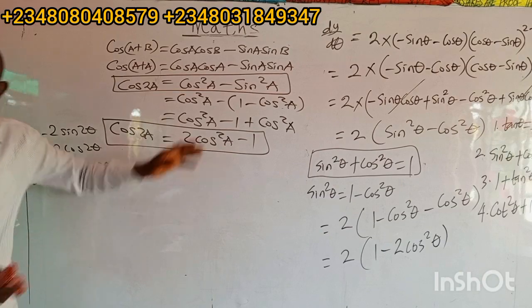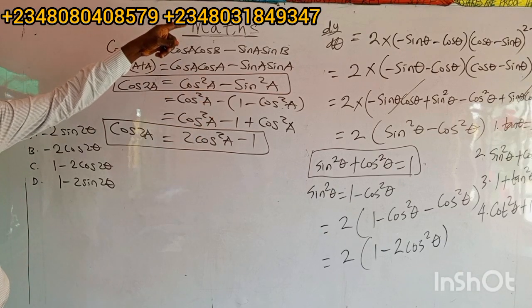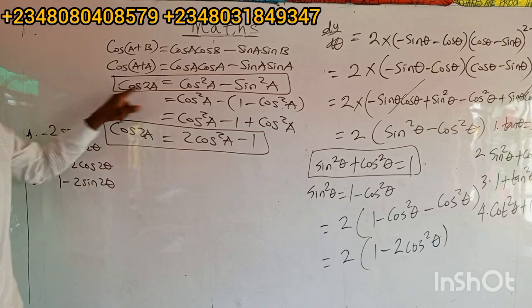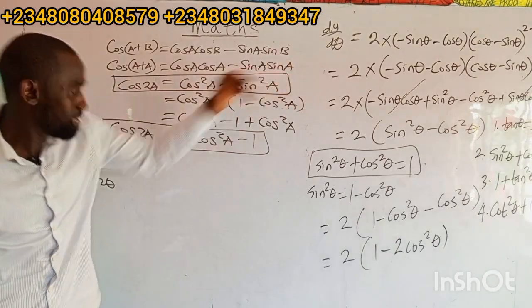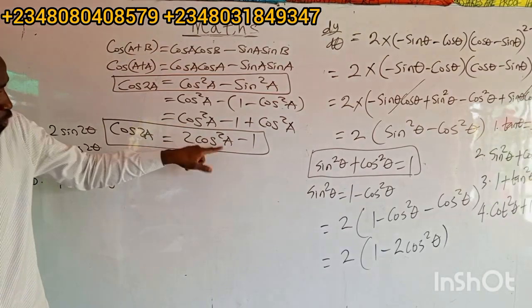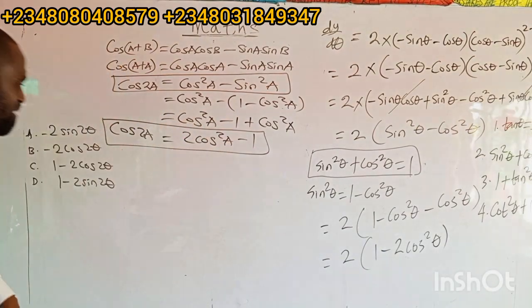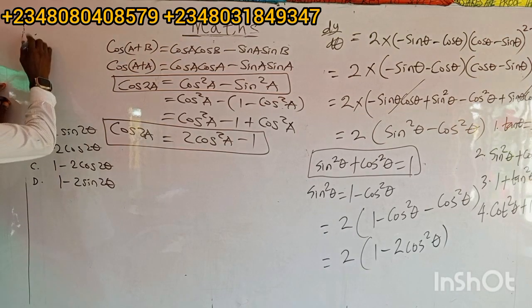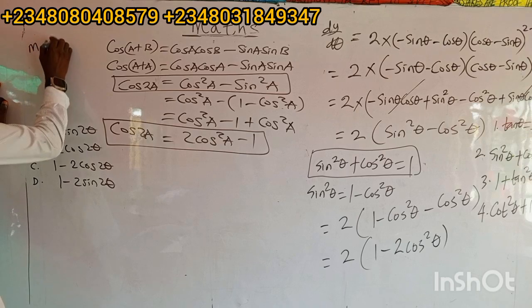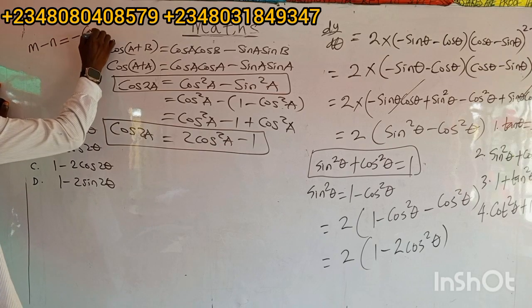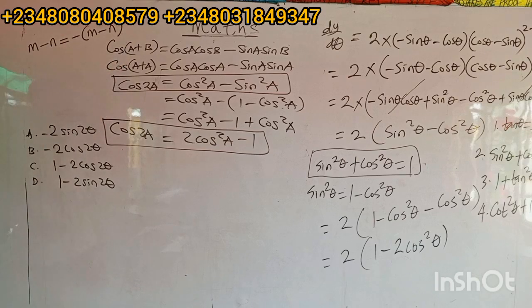See, this one is under trigonometry. Are you with me? But calculus is telling us you must know trigonometry. You must. So cos 2A is cos square A minus sine square A. Cos 2A is 2 cos square A minus 1. Look at this class. I gave you this formula before. I said under algebra, m minus n is same as saying minus bracket m minus n. It's a fact. You see it? It's a fact under algebra.